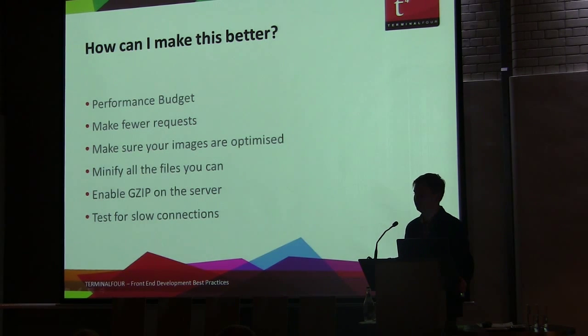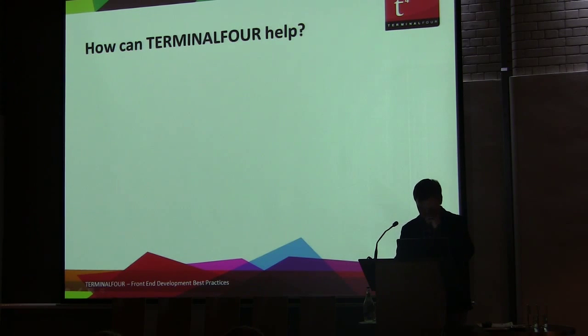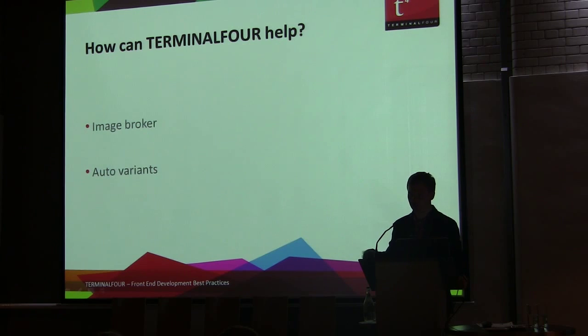Chrome allows you to throttle. In the inspector, you can actually simulate a slow connection and see what it's like to load your site on a slow connection, and that really should be a part of your development cycle. So Terminalfour can help out. You can use the image broker and auto variants to crop down larger images. That's something you can definitely do, and there's some work we need to do to make the quality of those images better, and that's something we'll work on going forward.